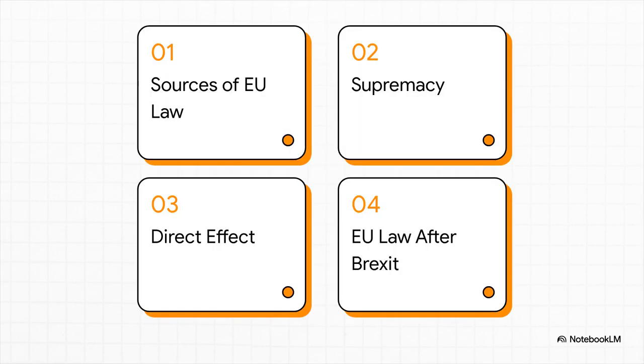So here's our roadmap for today's explainer. We're going to break down these dense constitutional principles into 4 clear, memorable building blocks. First, the sources of EU law, then supremacy and supranationalism, next, the power of direct effect, and finally, EU law after Brexit. These 4 compartments are just perfect for structuring your exam knowledge.